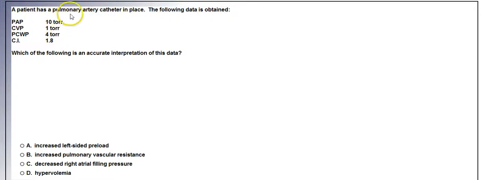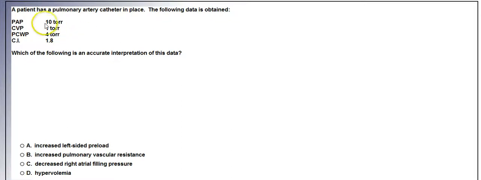Alright, we're going to do this interpretation right here. So a patient has a pulmonary artery catheter in place. The following data is obtained. So now what you want to do here is, whatever goes from high to low or from high to normal, that's where the disease is at. If it is low, low, low, low, that's pretty much shock, right? If it is high, high, high, high, that's pretty much overloaded, hypervolemic.